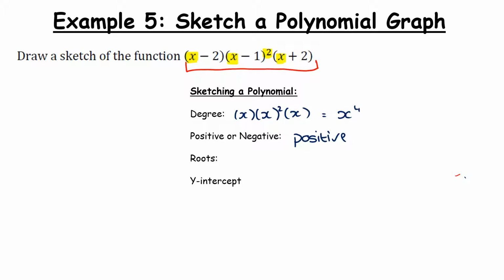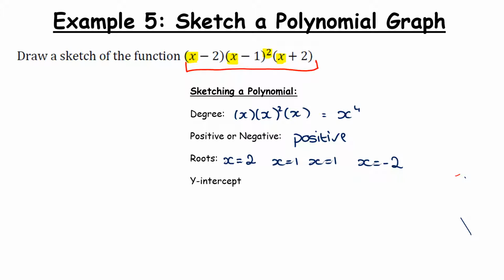So our roots. Given our factors of x minus 2, I know that that is x equals 2. I have 2 roots that are x equals 1 and x equals 1. And I have a third root, which is x equals minus 2.